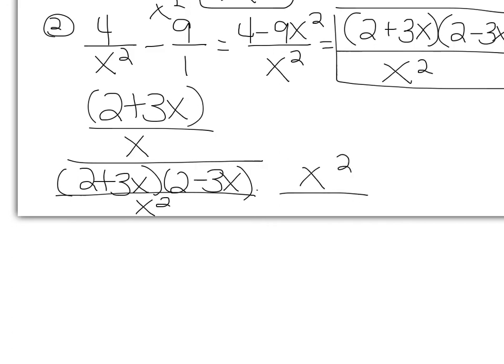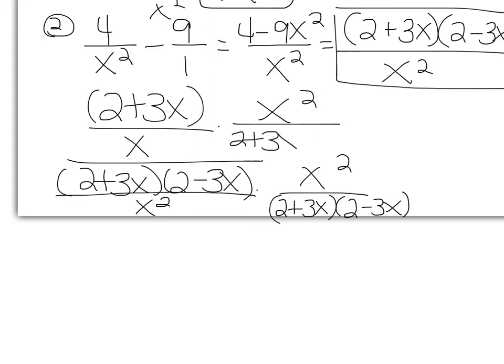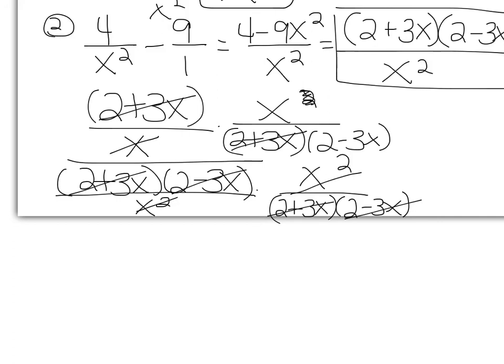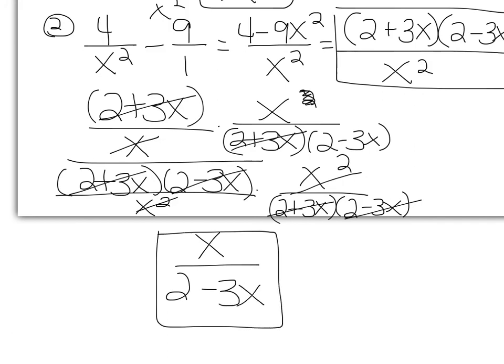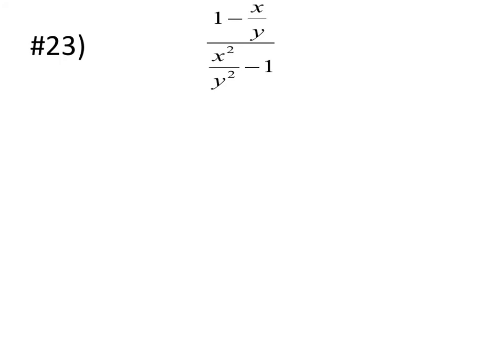Multiply by the reciprocal of the denominator. Okay, those cancel, those cancel, those cancel, those cancel. This cancels one of these, so you're still left with an x in the numerator. So you have x over 2 minus 3x. Okay? And then you've got 1, 2.